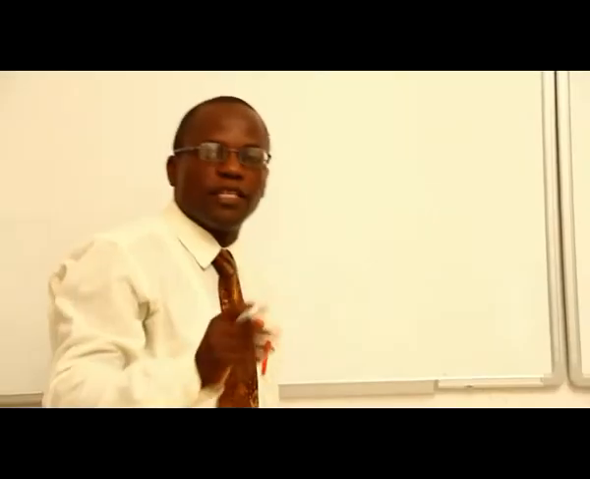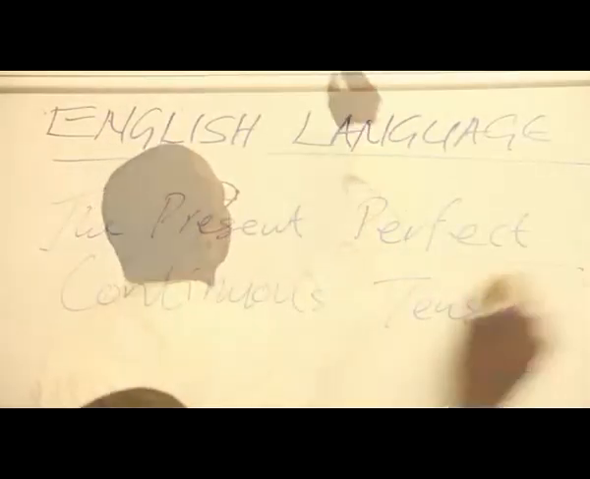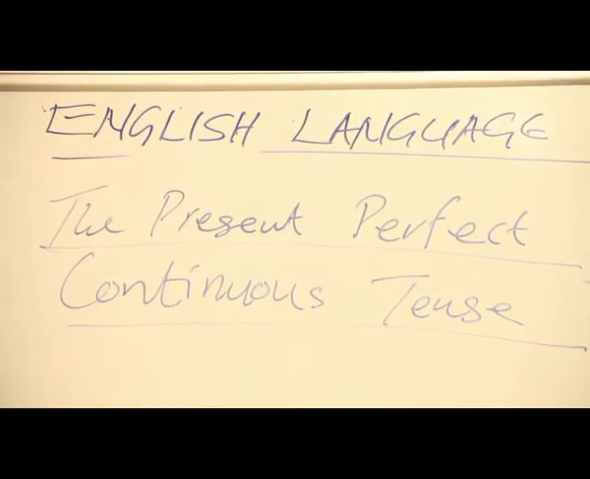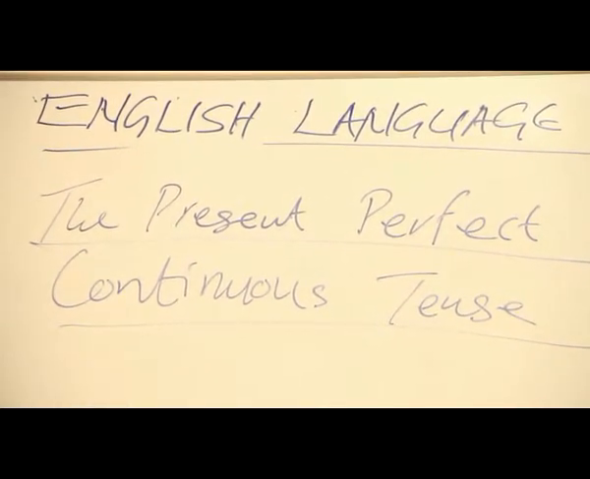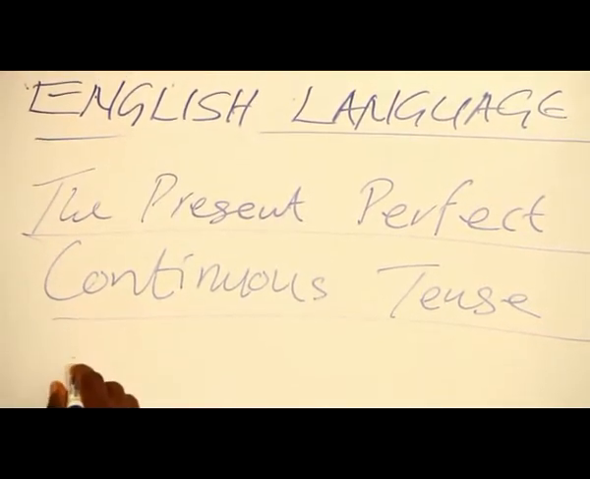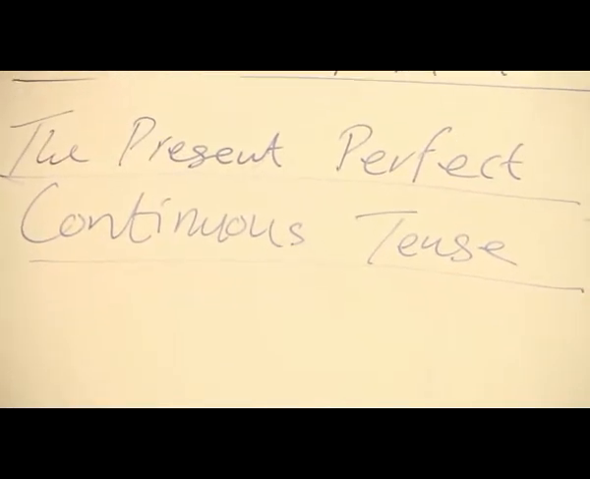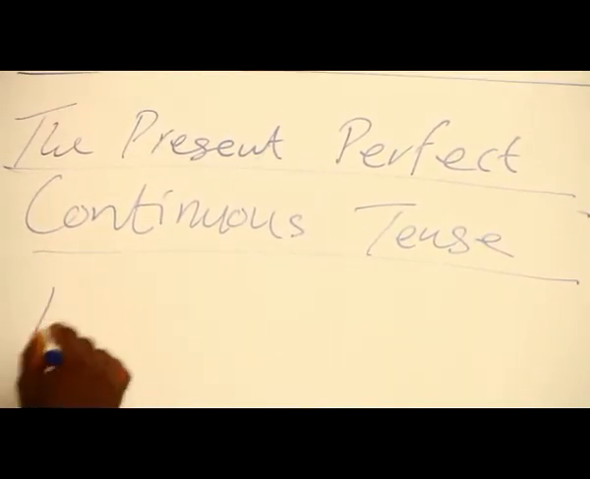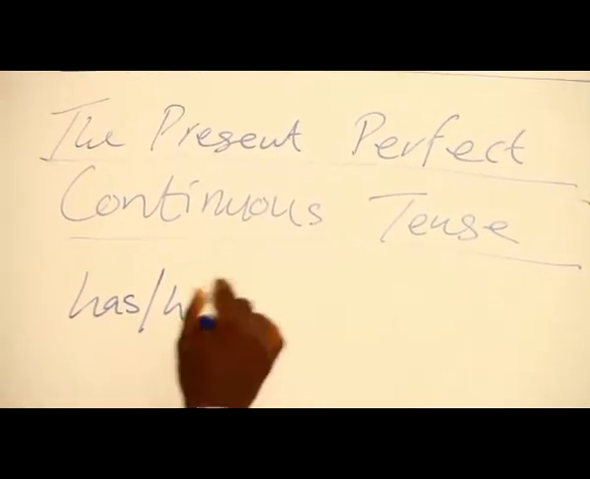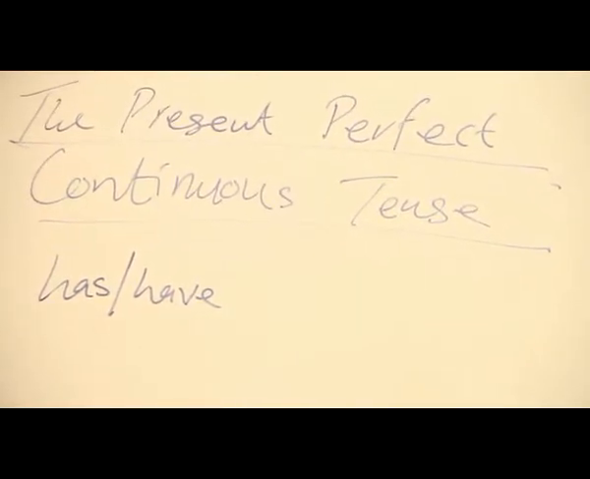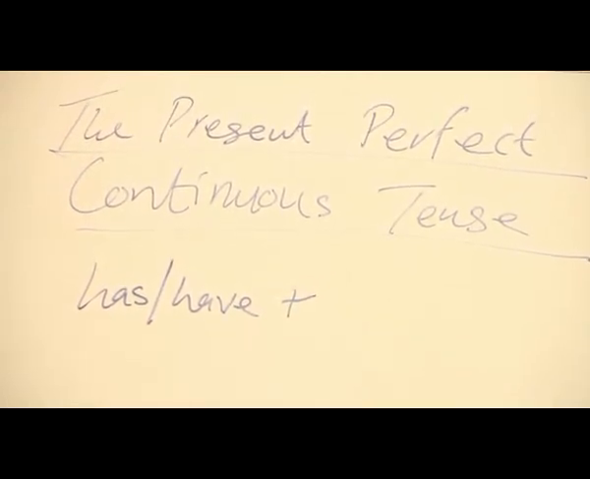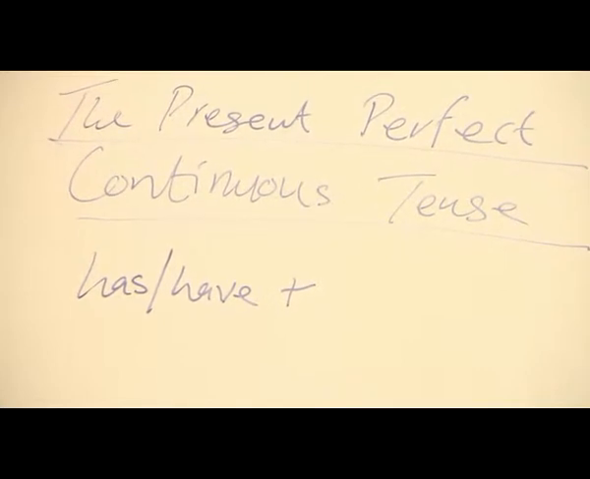We want to look at the present perfect continuous tense. What is the structure of this tense? The structure is, first, the present form of the verb to have, and that is has, have. Then the second part is the past participle of the verb to be.